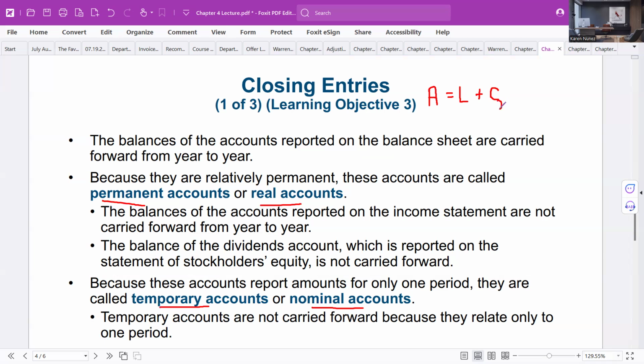That was supposed to be stockholders' equity, kind of an SE. That's what that was supposed to be. Sorry about that. Stockholders' equity. So the permanent accounts are sometimes called the real accounts, the accounts that carry over to assets, liabilities, and stockholders' equity.